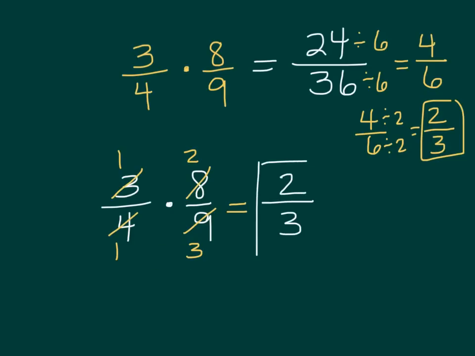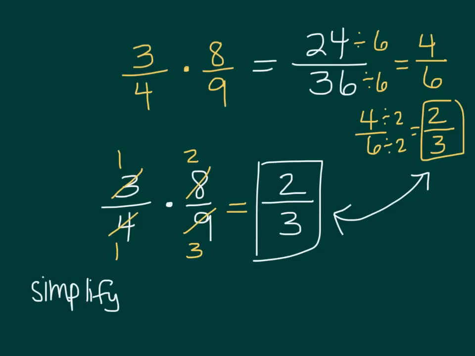Now you might notice I got the same exact answer here. 2/3, 2/3. In the first example, I multiplied first, then I simplified. In the second example, I simplified first, and then I got my answer. So you might want to put this in your notes. When you simplify in a multiplication problem, you can only simplify vertically, that's up and down, and diagonally.